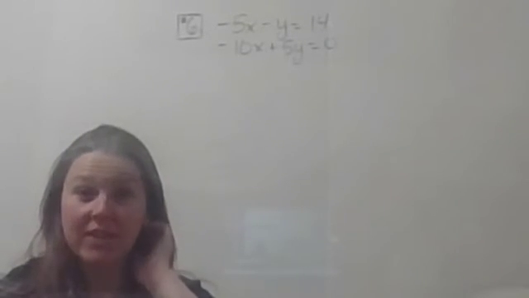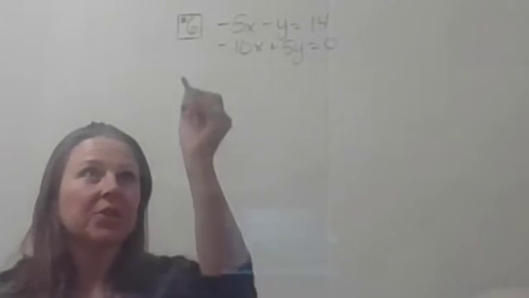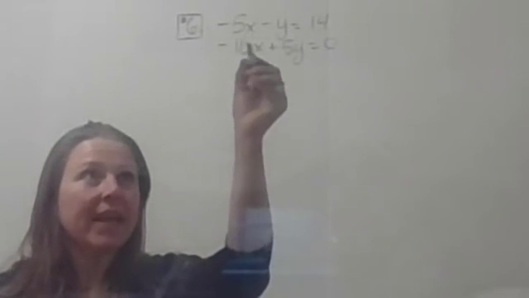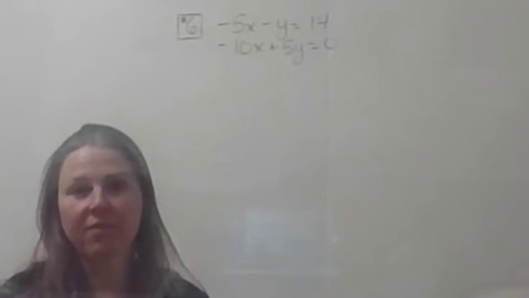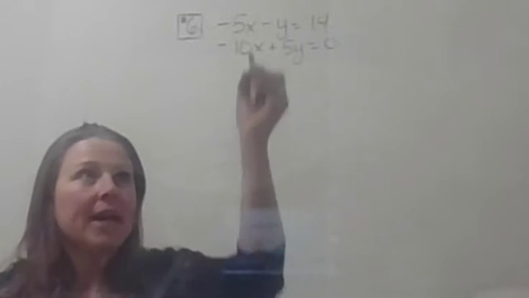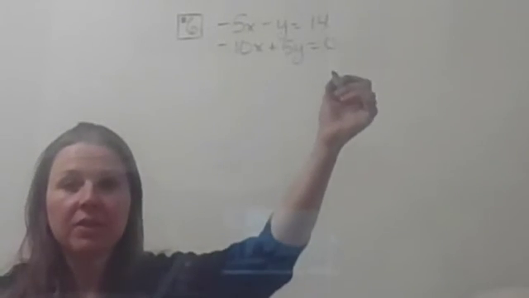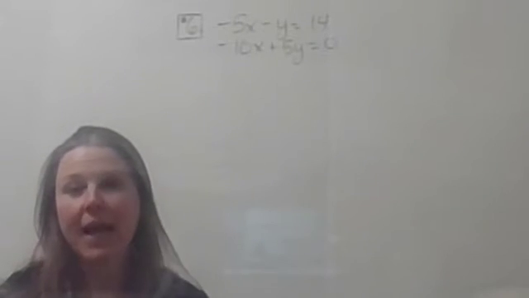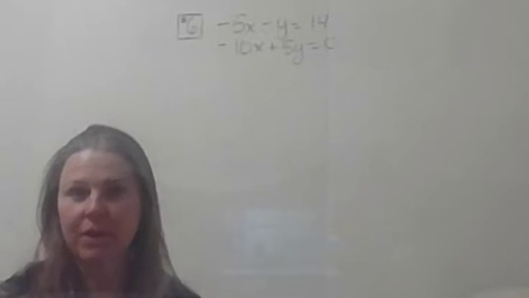Problems that don't have answers written out on your worksheet, and we're going to work them together right now. So number 6 reads negative 5x minus y equals 14 and negative 10x plus 5y equals 0. Now, because the x's are lined up, the y's are lined up, and the numbers are lined up, we're going to solve this by combination. It's also known as elimination, depending on what math book you read for fun.